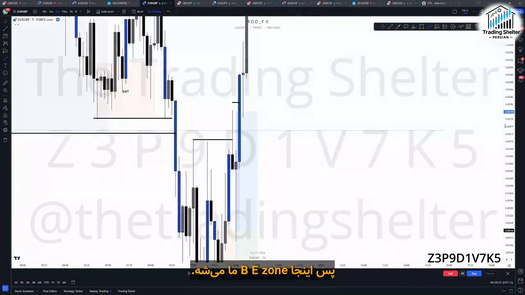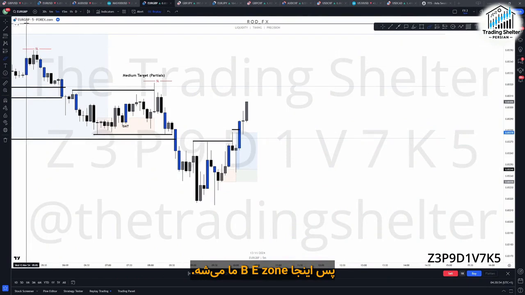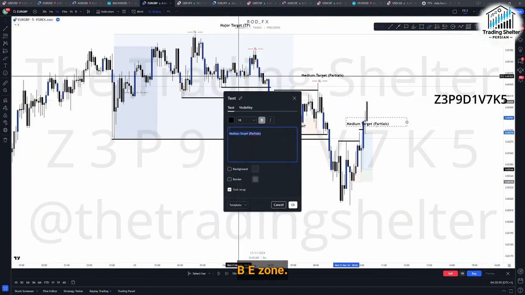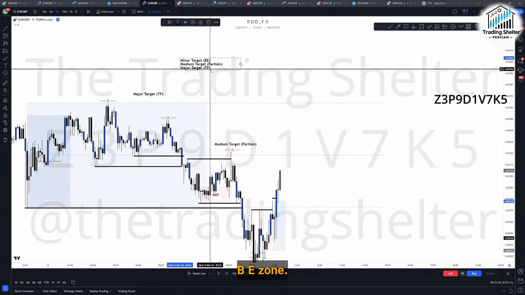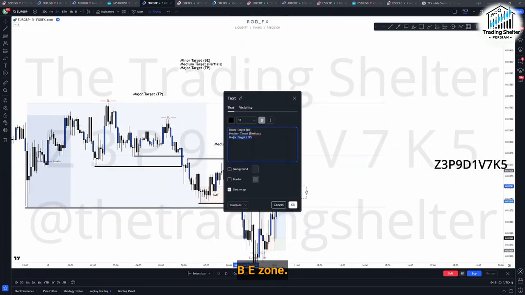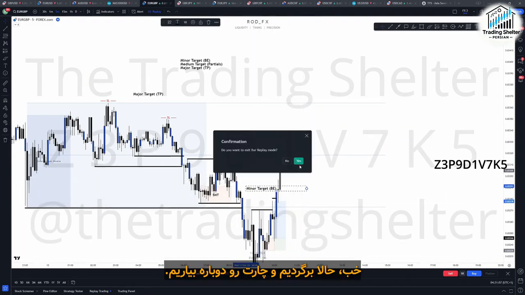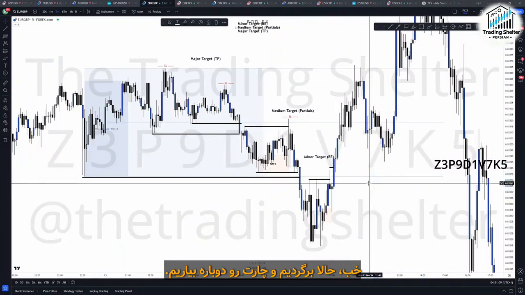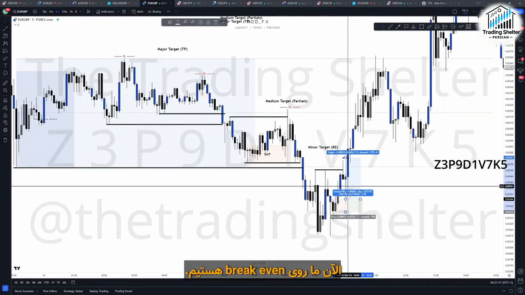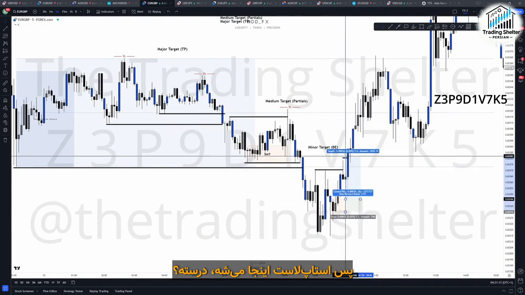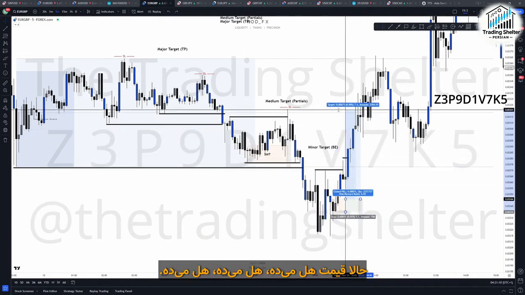Okay, so that would be our BE zone. So now let's go back and bring back the chart. So we are at break even. So that trade is moved to break even. So the stop loss would be here, right? Perfect. Now we push, we push, we push.